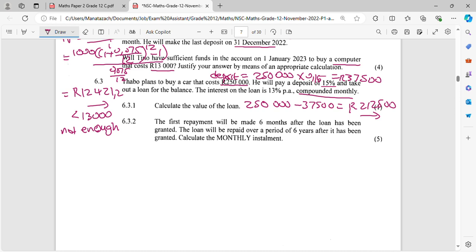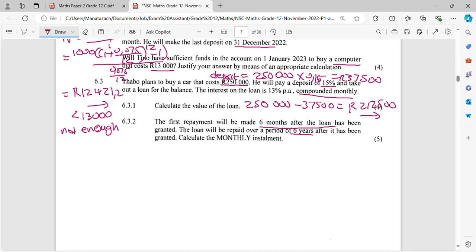The last part of 6.3: the first payment will be made 6 months after the loan has been granted. So this is important. He's not paying immediately after he took out the loan. He'll make the payment 6 months later. The loan will be repaid over a period of 6 years after it has been granted.